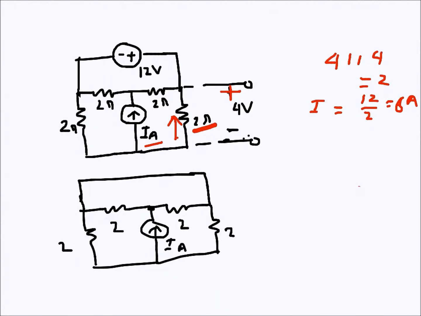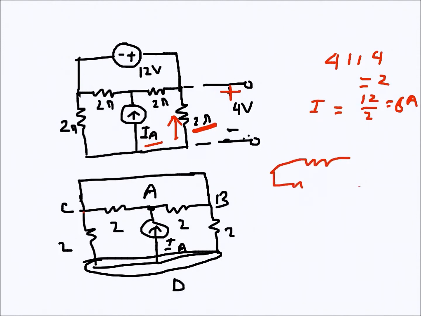Now I want to redraw this one just for better understanding. This node I am designating as A, this one B, this one C, and this one as D. If I do that, what I can see is that since B and C are shorted, they are basically the same node. So it is becoming something like this. So this is the current source here, and this is node A here, and this one 2 ohms here, 2 ohms here. So B and C are the same node.